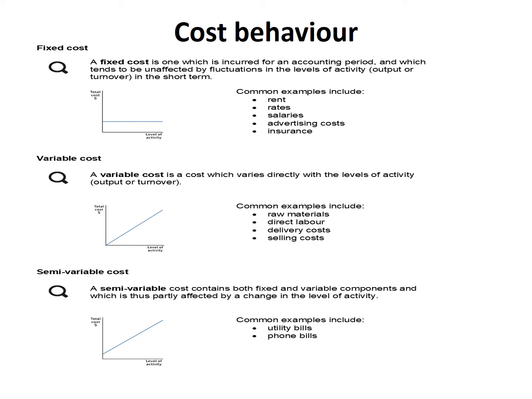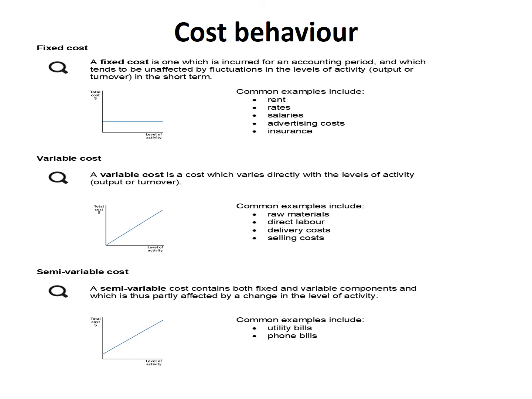Variable cost is quite the opposite of fixed cost. When you produce nothing, there is no variable cost. But when the production increases, the variable cost increases proportionately. That varies directly with the level of output.